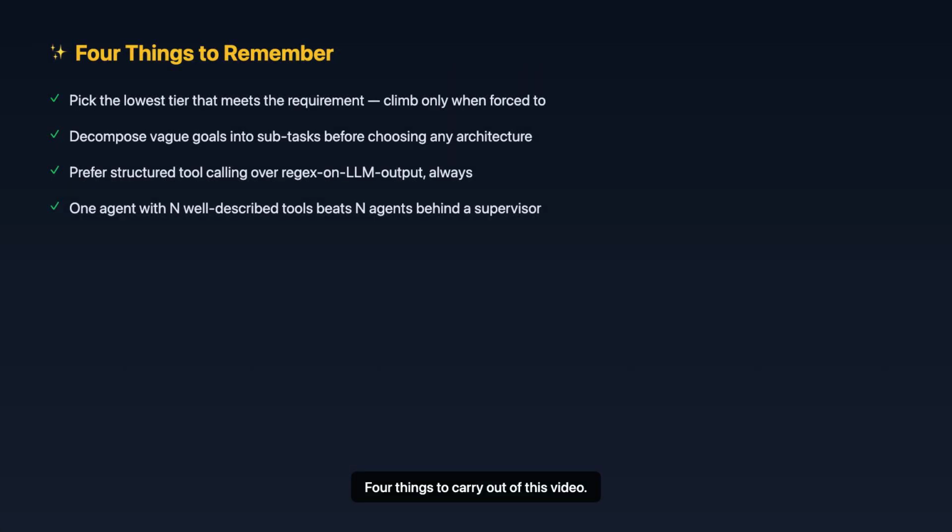4 things to carry out of this video. First, pick the lowest tier that meets the requirement, and climb only when forced to. Second, decompose vague goals into subtasks before choosing any architecture. Third, always prefer structured tool calling over regex on model output. Fourth, one agent with n well-described tools beats n agents behind a supervisor. Now let's see how well this landed with a quick 5-question quiz.